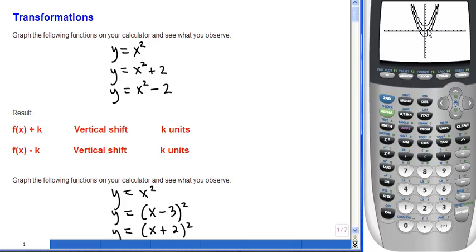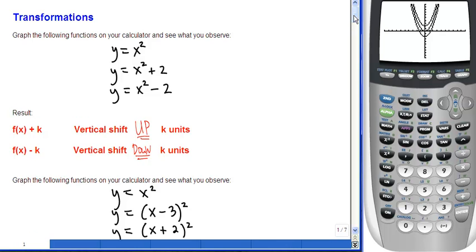So this is called a vertical shift, and if we are adding a positive constant k off to the side, then this is going to be a shift up k units. If we subtract a constant off to the side, then this is going to be a shift down k units. So a vertical shift, up or down, occurs when the constant is being added off to the side.